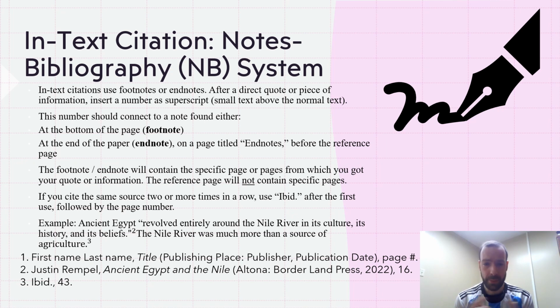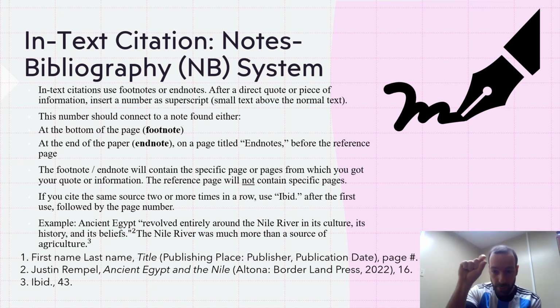So here's a sample text. Ancient Egypt, here's the quote, revolved entirely around the Nile River and its culture, its history, and its beliefs, end quote. So because we borrowed a direct quote from a source, we need to cite that source. So we insert a footnote. And it depends on what word processor you're using, Microsoft Word, Google Docs, whatever it is, there will be an option, probably under the Insert tab, to insert a footnote. And so your computer program will actually do a lot of this for you. When you click on Insert Footnote, it'll put in that little number.